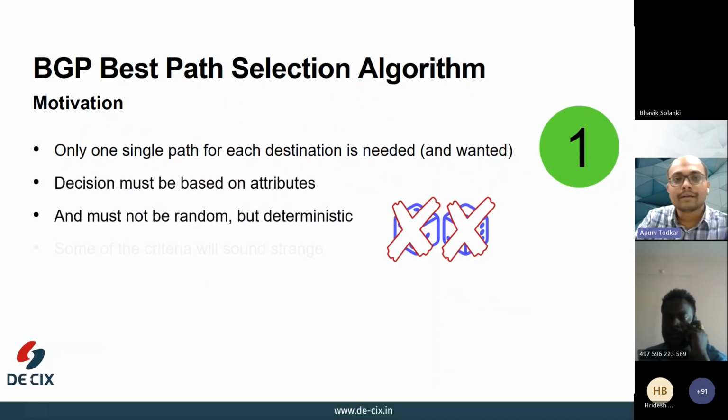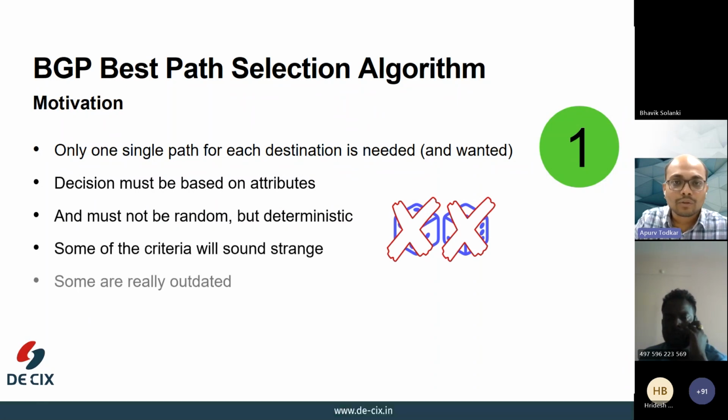So why do we need something like this? When BGP receives multiple announcements for the same prefix from different neighbors, the router needs to decide on a single path to include in the routing tables. It cannot have two paths. It has to be one best path in the routing table. If it didn't, the router wouldn't know which path to use, leading to confusion. So you want to have only one best prefix announcement to be selected.